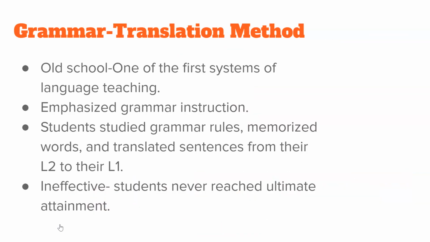So we'll start with the grammar translation method. This is one of the first methods of language teaching, and so it's considered old school, it's outdated. It emphasized grammar instruction. Students study grammar rules, they memorize words, and they translated sentences from their target language to their native language. This activity was called a dictogloss. So they would be read a passage in the target language and then they would translate it to their native language. This was ineffective. Students never reach ultimate attainment or native-like fluency.